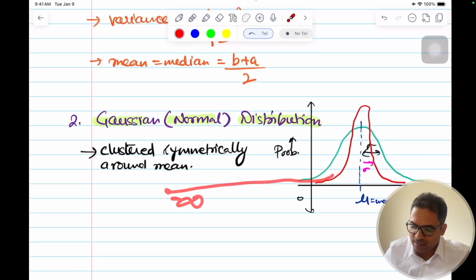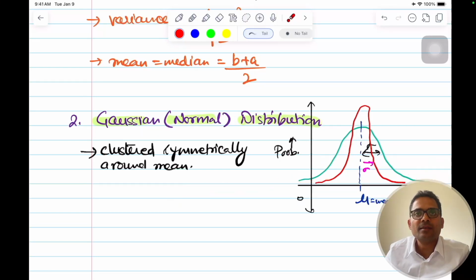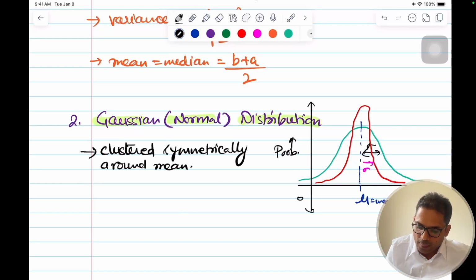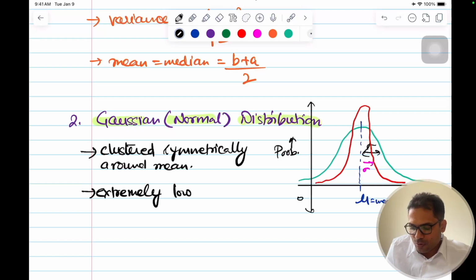As you go to minus infinity, this will become 0. As you go to plus infinity, this will become 0. So extremely high or extremely low values are very rare. This is what it says. Okay, and extreme values, extremely low or high values, are rare.